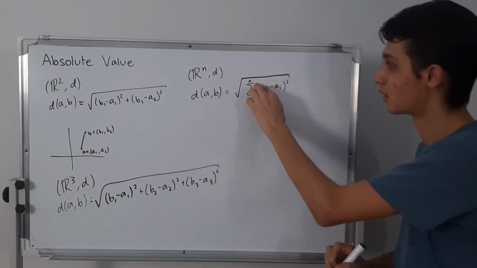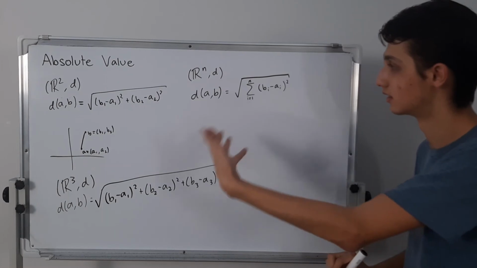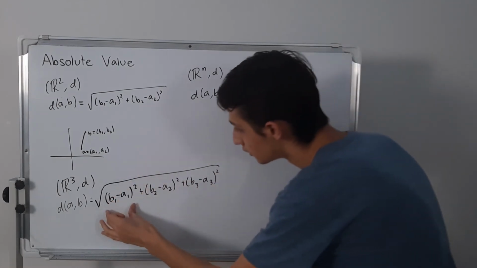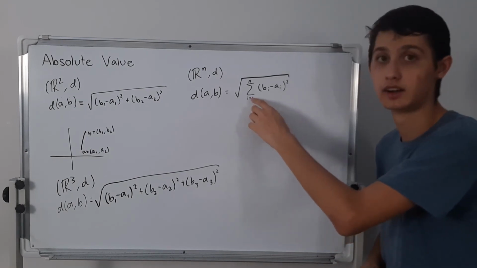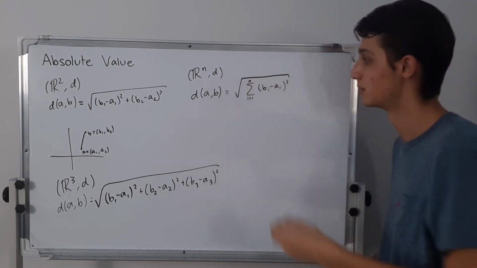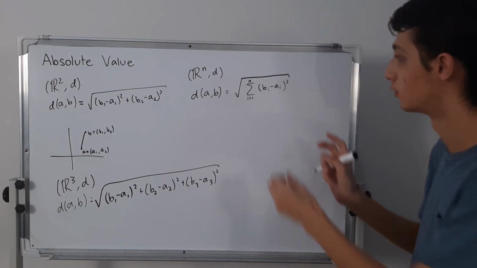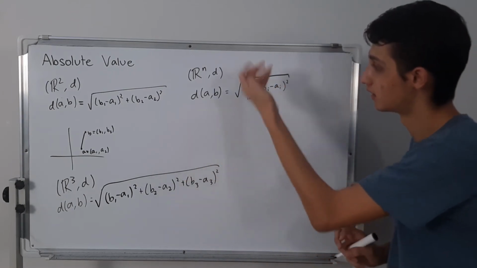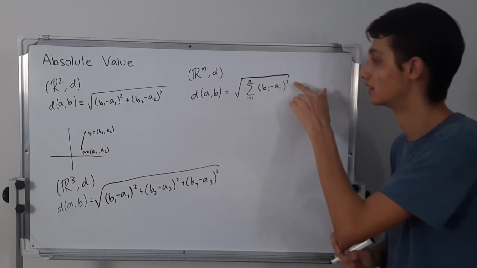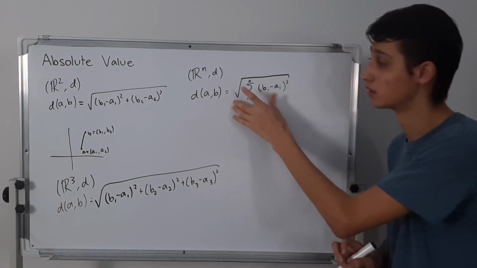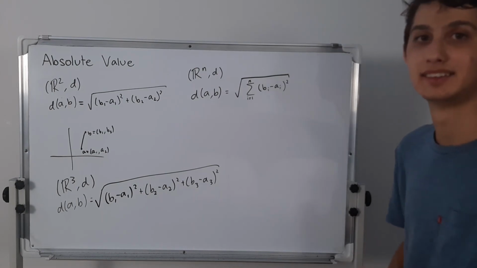You're going to go up to n because it's the number of dimensions, and you have one term for each dimension. So you have your first dimension, second, third, fourth, all the way to your nth dimension, whatever that may be. You subtract off the differences, square them, add all of those up, and then you take the square root, and that is your distance.